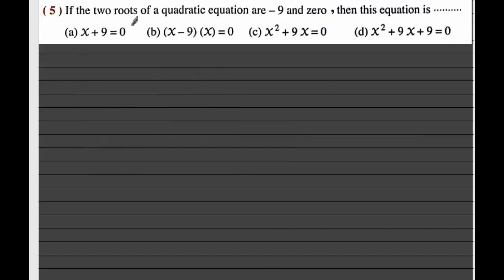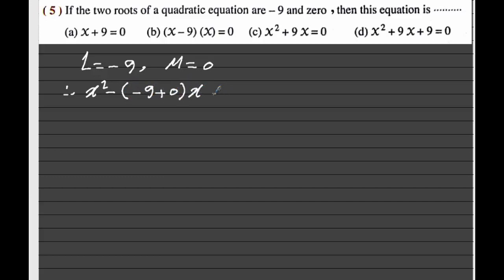Question number 5. If the two roots of the quadratic equation are negative 9 and 0, so L equals negative 9 and M equals 0. So the required equation will be in the form x squared minus the sum of the two roots, negative 9 plus 0, multiplied by x plus the product, negative 9 multiplied by 0, all equals 0.